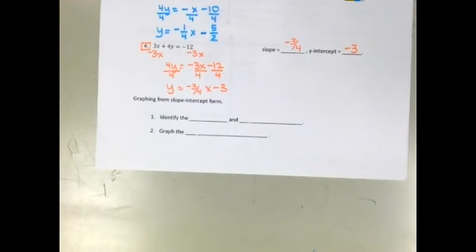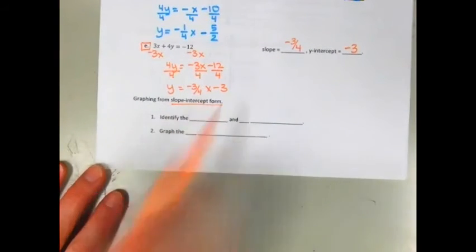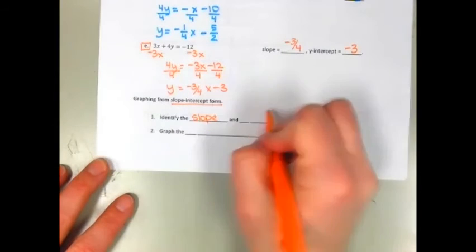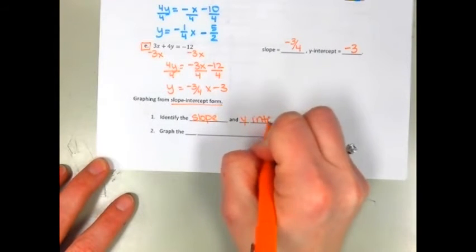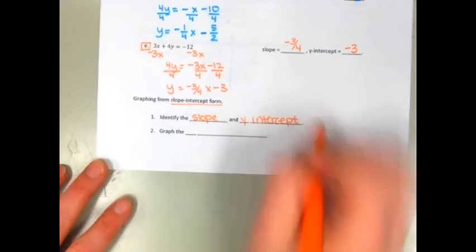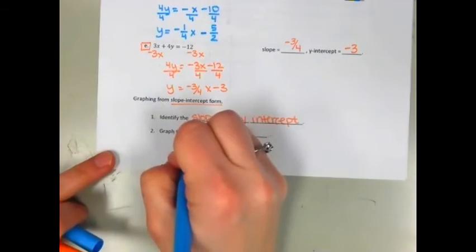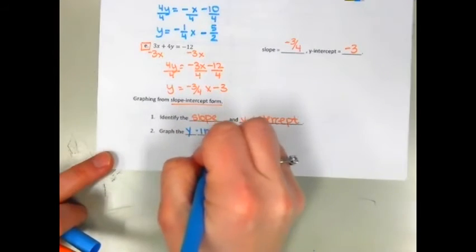Yeah. All right. So graphing in slope intercept form. The first thing, can you guys identify the slope and the y-intercept? So exactly what we did. Then let me ask you, what would I graph next? Would I graph the slope or the y-intercept? Which one of these is a coordinate? The y-intercept. So you're going to graph the y-intercept.